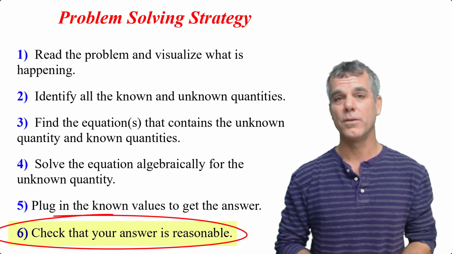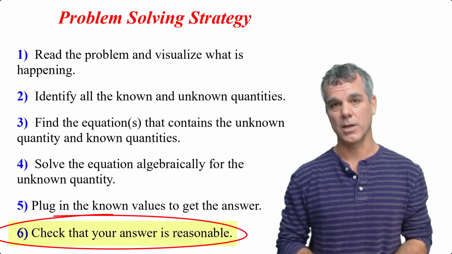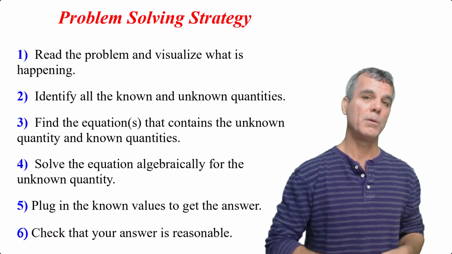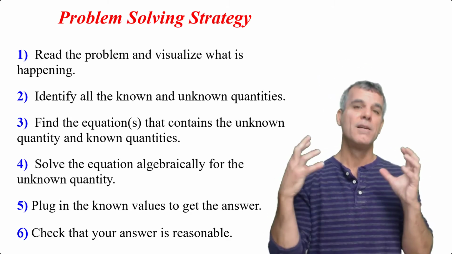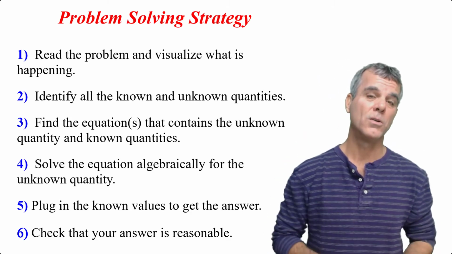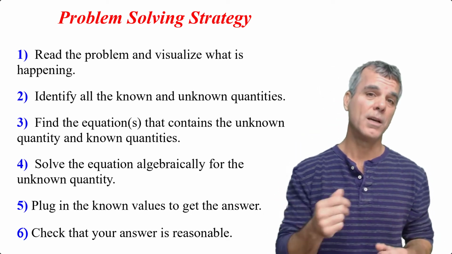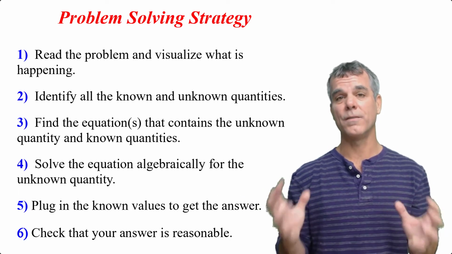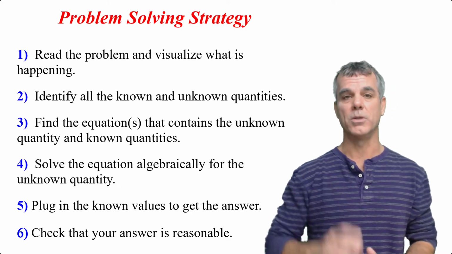Does the magnitude of your answer make sense? Do you have the correct sign? Do the units work out? And that's really all there is. Quite simple. Read the problem, visualize what's happening, identify your known and unknown quantities, find the equation that has your unknown quantity and known quantities, solve algebraically first for the unknown quantity, finally plug in your known values to get your final answer, and then make sure that answer seems reasonable.